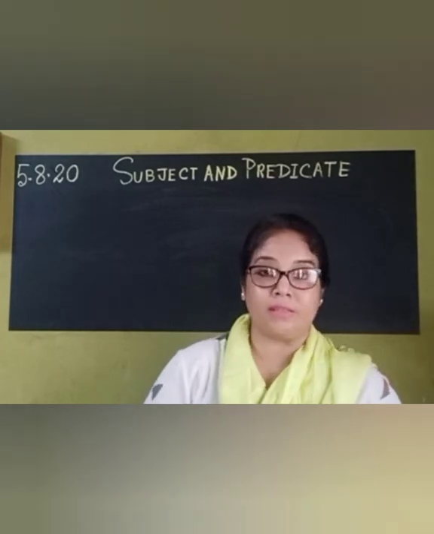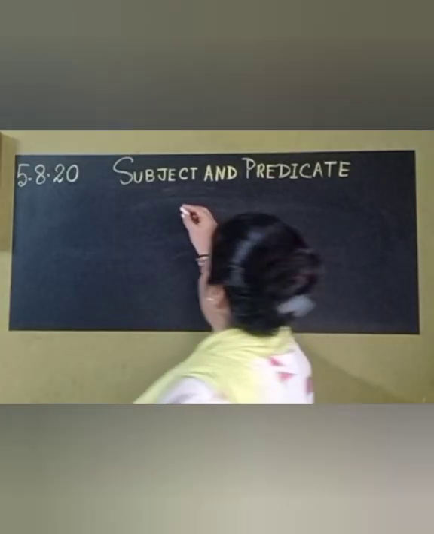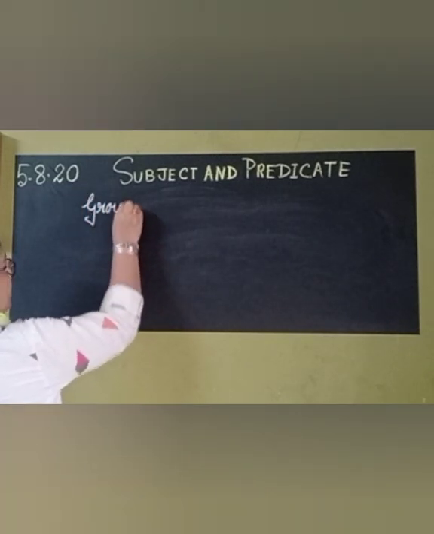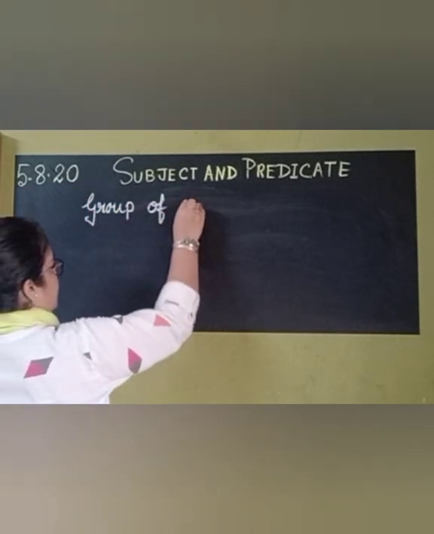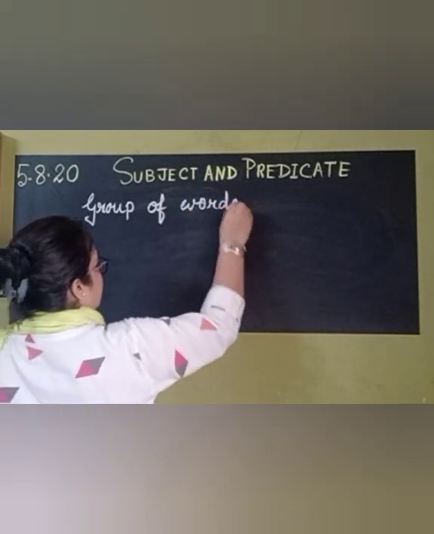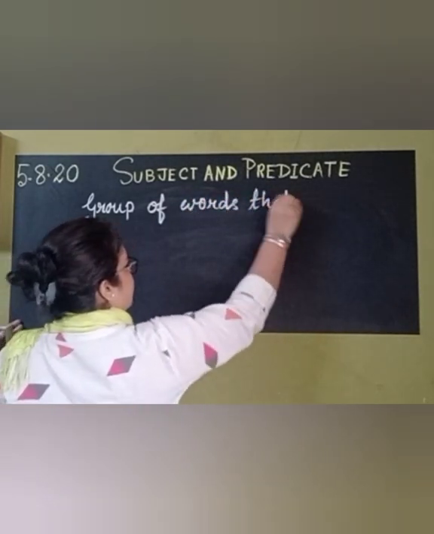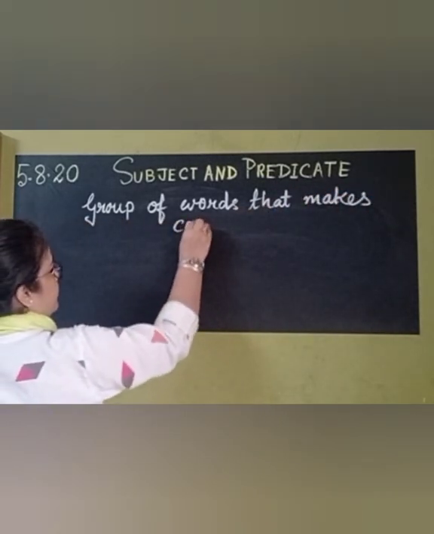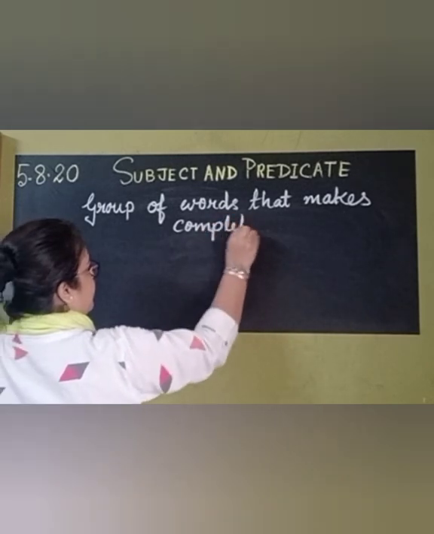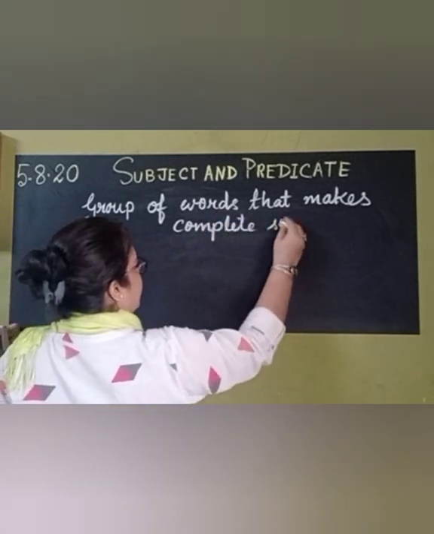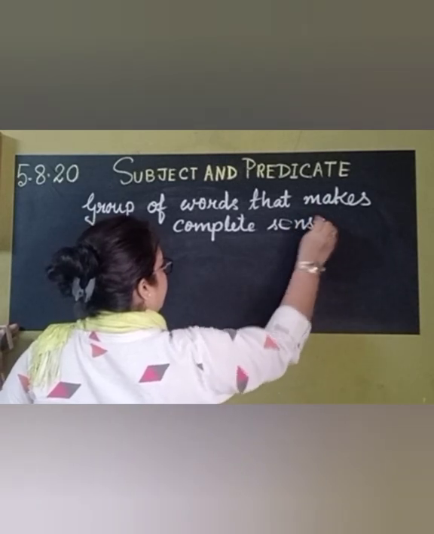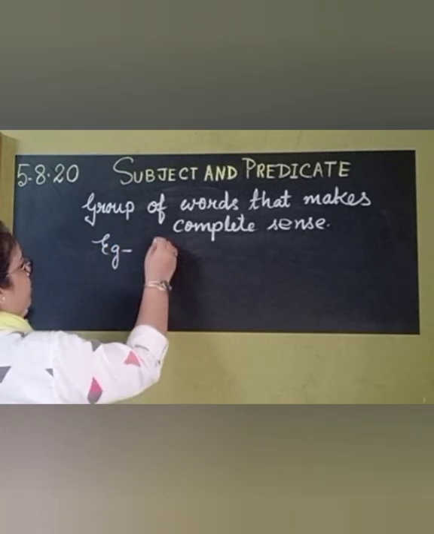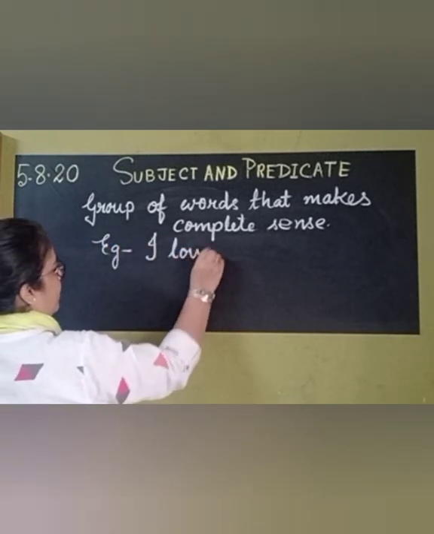What is a sentence? A sentence is a group of words that makes complete sense. For example, I love to read books.